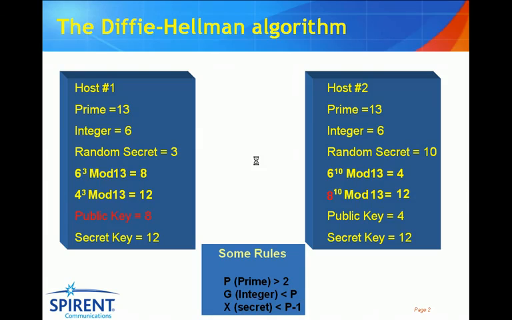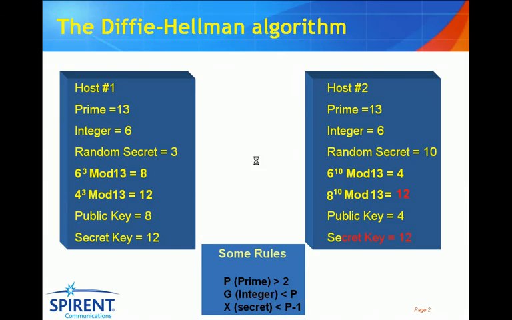Now host number 2 takes this public key and raises it to the power of its own random secret. Remember, this random secret will never be transmitted across the network. In this case, the random secret is number 10. We then divide it by the prime, again using modular math, and the result is 12. 12 now becomes our secret key.